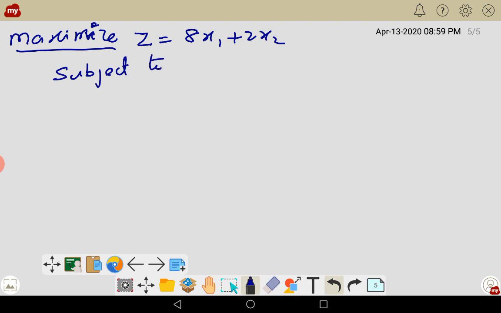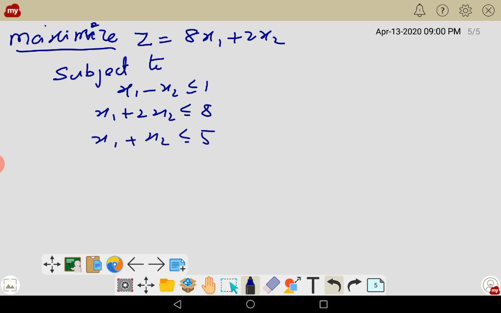Okay, subject to the constraints x1 minus x2 less than or equal to 1, x1 plus 2x2 less than or equal to 8, x1 plus x2 less than or equal to 5, and finally x1, x2 greater than or equal to 0. This is the non-negative restriction. This is the given LPP. Now let us start the solution.